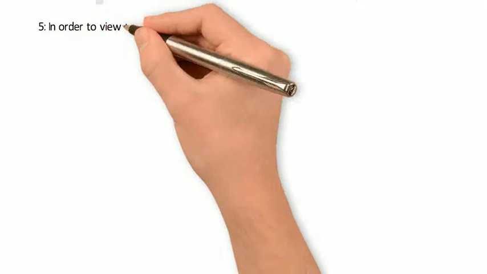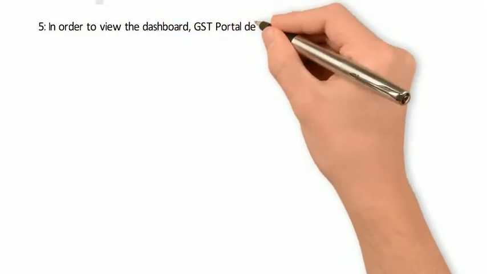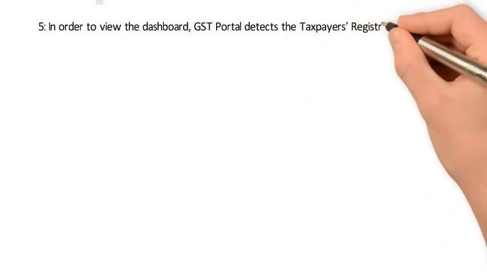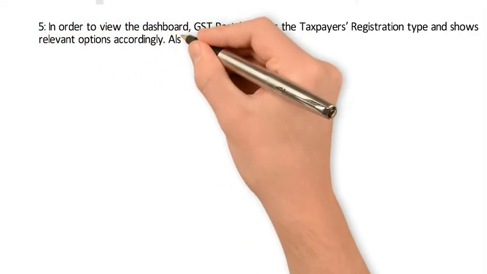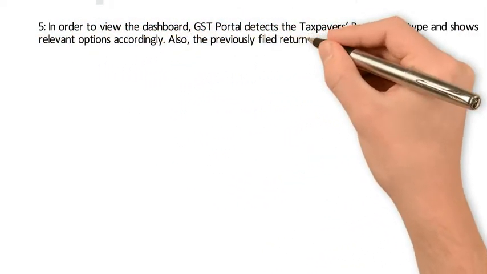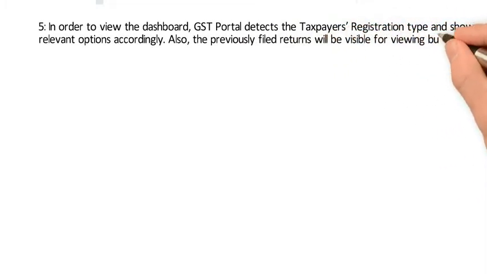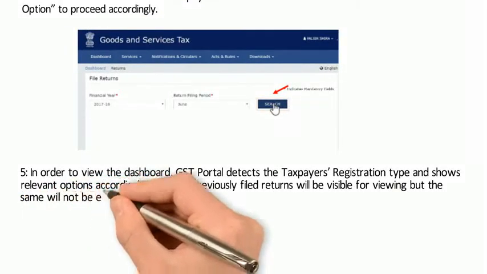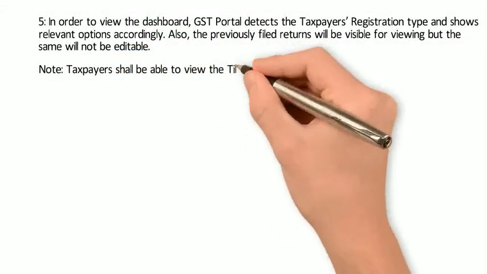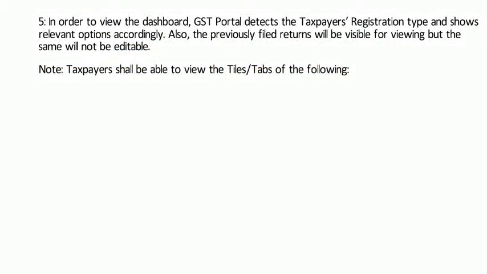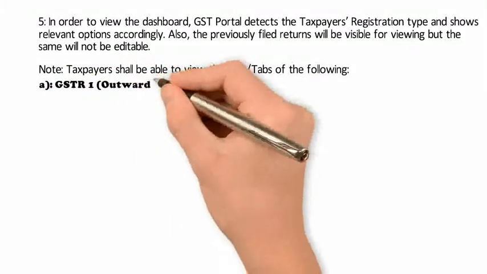5. In order to view the dashboard, the GST Portal detects the taxpayer's registration type and shows relevant options accordingly. Also, the previously filed returns will be visible for viewing, but the same will not be editable. Note: taxpayers shall be able to view the tiles of the following: A.